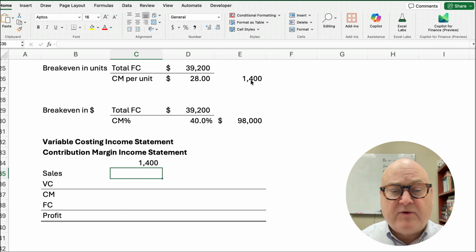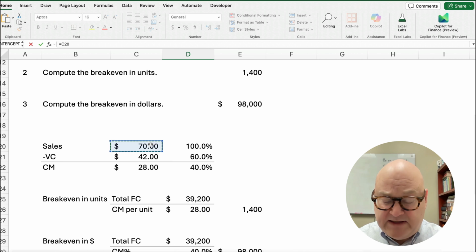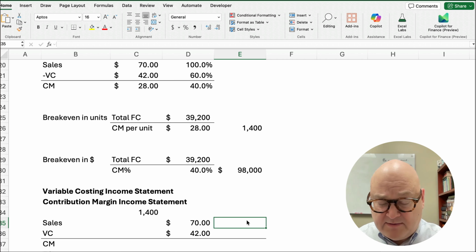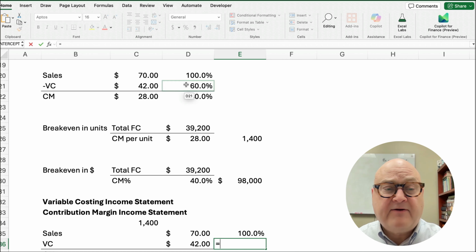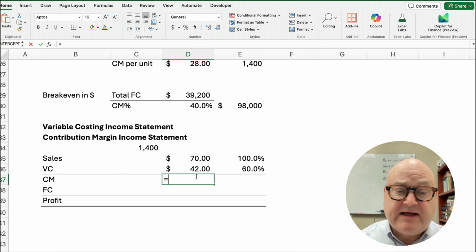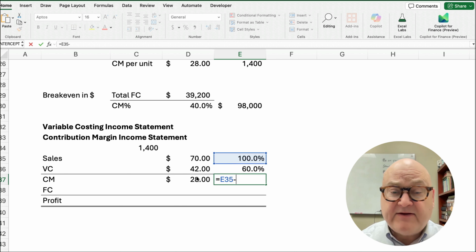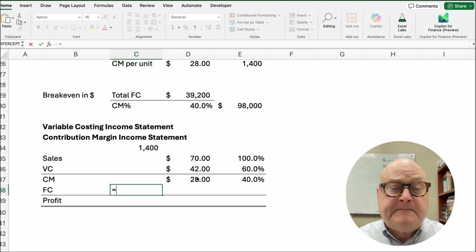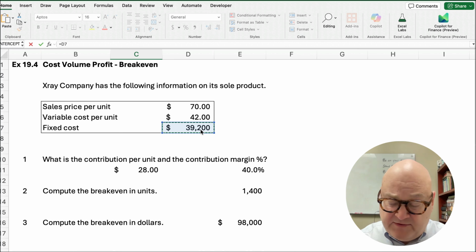So let's do this really quickly. Our sales price is going to be 70, and our variable cost is 42, and our sales percentage is 100%, and our variable cost is 60%, right? Well, we also know that we can take 70 minus 42, that's 28. We already know this. 100 minus 60, that's 40%. We also know our total fixed cost. Our total fixed cost is $39,200.